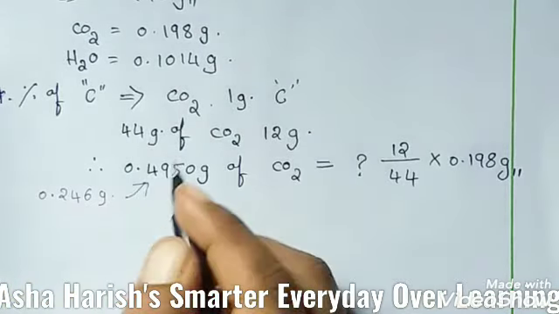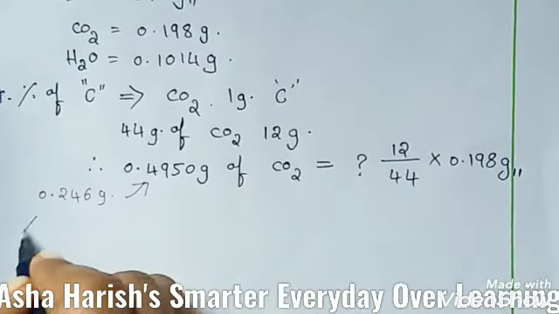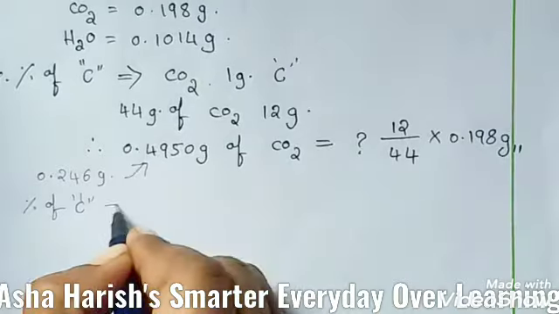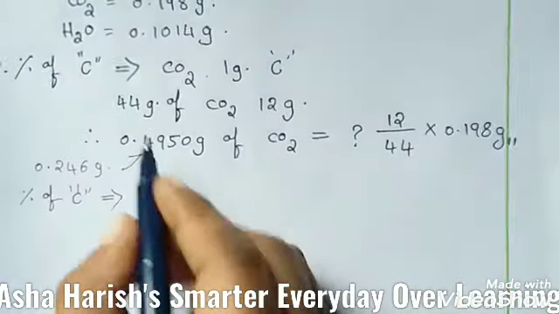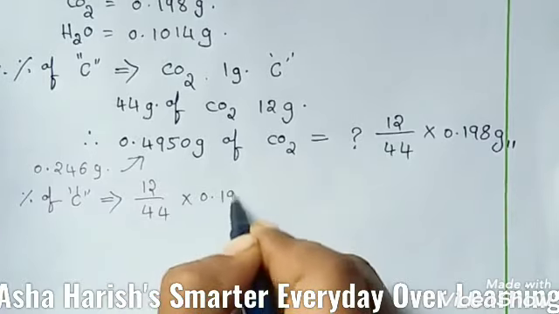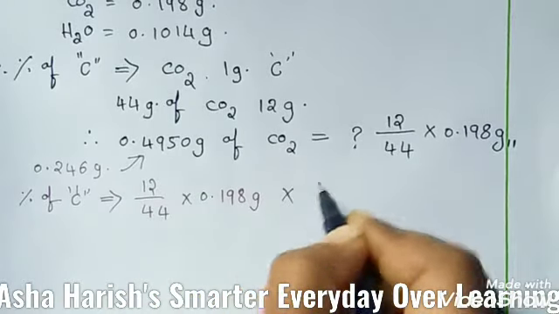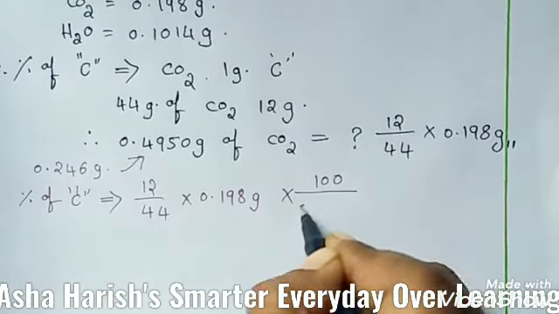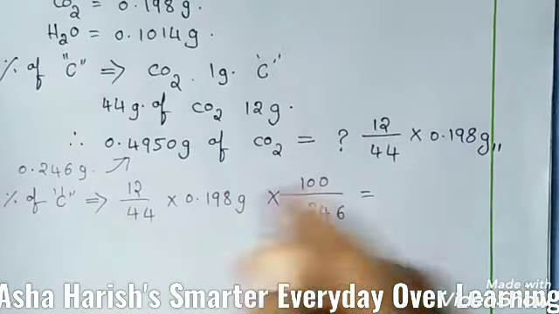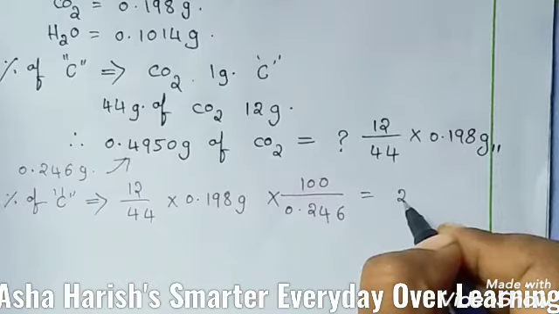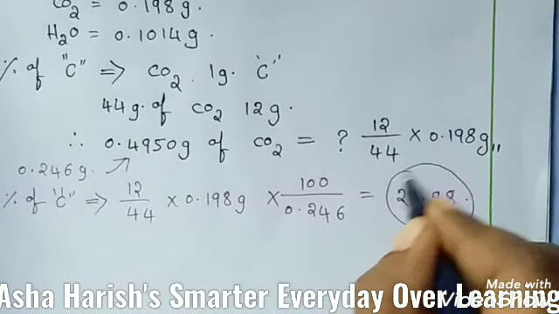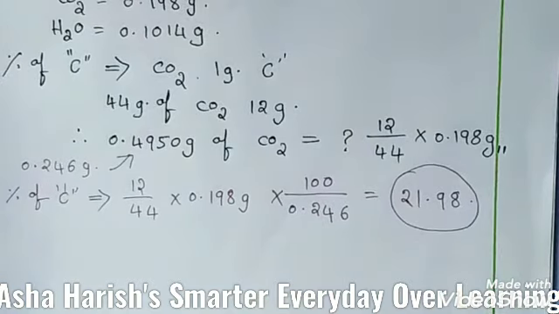Okay, now the percentage of carbon present in the compound should be, we can calculate, 12 by 44 into the same 0.198 grams into 100 by the weight W grams, that is 0.246. If you simplify this, you should get 21.98. So this is the percentage of carbon.